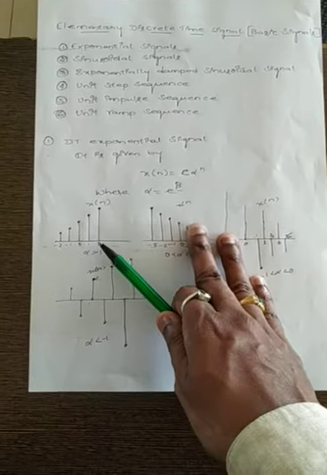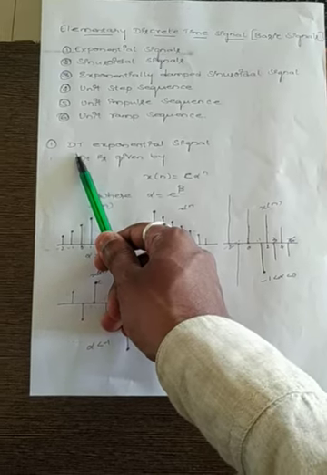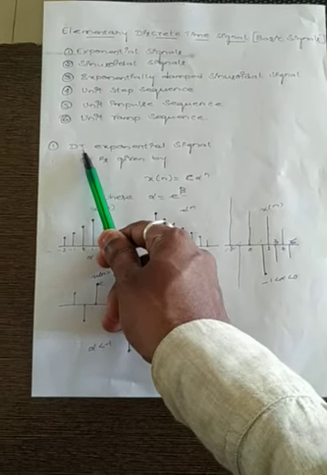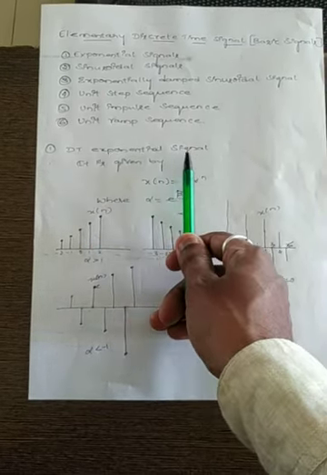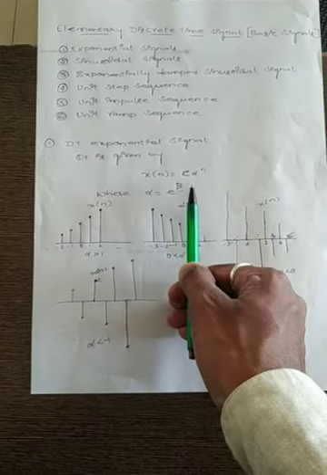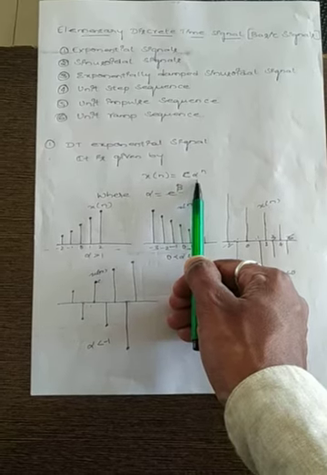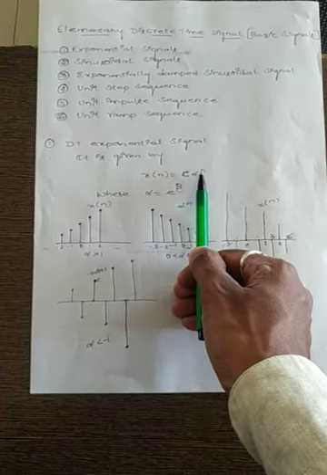So the very first one is the exponential signal, that is, the discrete time exponential signal. It is given by x of n is equal to c into alpha to the power of n, where c is a constant, alpha is a variable, and n is also a variable.